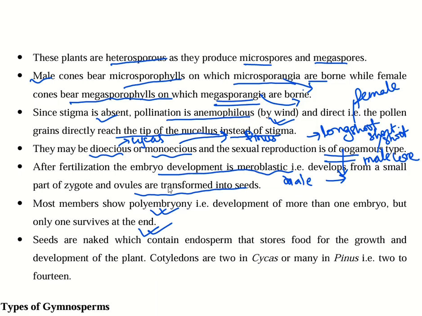And the seeds are naked, which contain endospermic seed that stores food for the growth and development of the plant. Likewise, cotyledons are 2 in case of cycas, and there are many cotyledons in case of pinus, which may be from 2 to 14. So these are the general characteristics of gymnosperms, and in the next part of the video you will see and discuss the types of gymnosperms, life cycle and so on.